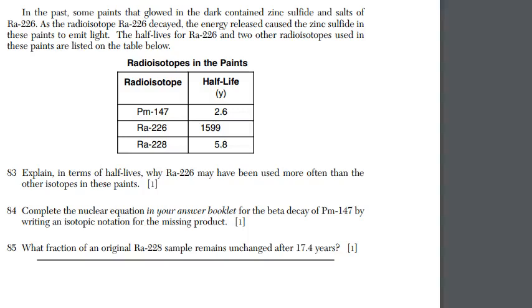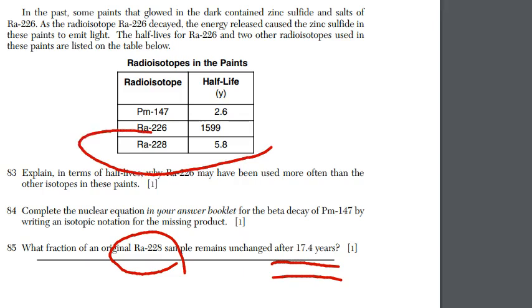I totally forgot about question 85 from the January 2019 Regents exam, and thanks to one of my amazing YouTubers for pointing that out. Let's go over this question. 85 is asking about a fraction of the radioisotope radium-228 that remains unchanged after 17.4 years. This is total time, 17.4 years. And in order to figure this out, I'm going to need the half-life in years for the isotope.